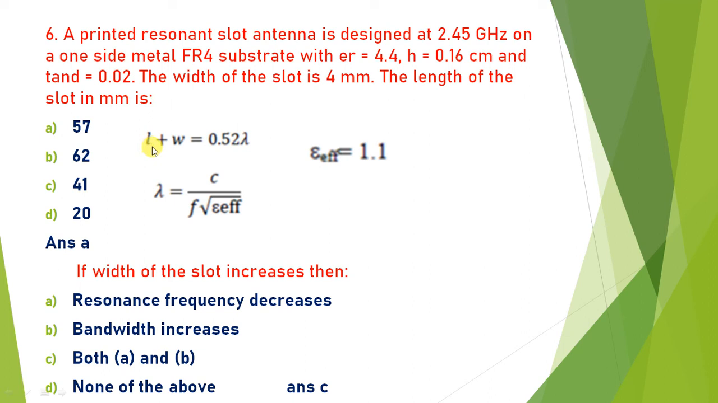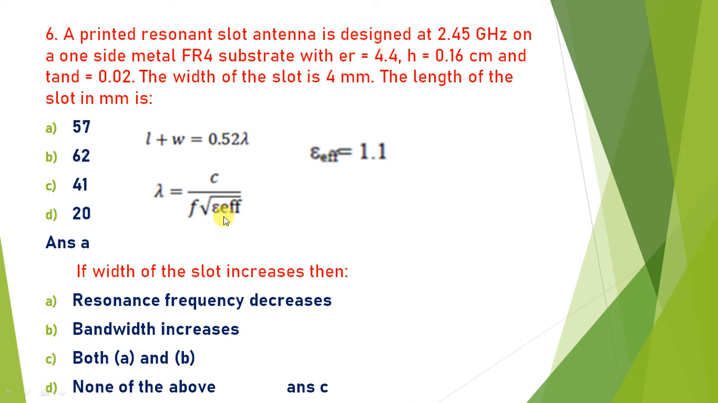So width is given to you, 4 millimeter. What is the value of length that you have to find? Convert that millimeter into centimeter, or into the same unit, in 0.52 lambda. Now lambda, generally we will take lambda is equal to C by F. But here a printed slot antenna is given, which has an FR4 substrate. So in case of a printed antenna or slot antenna with a substrate, you have to take lambda is equal to C by F square root of epsilon effective.